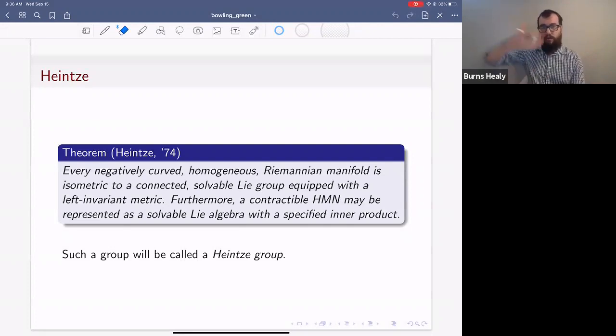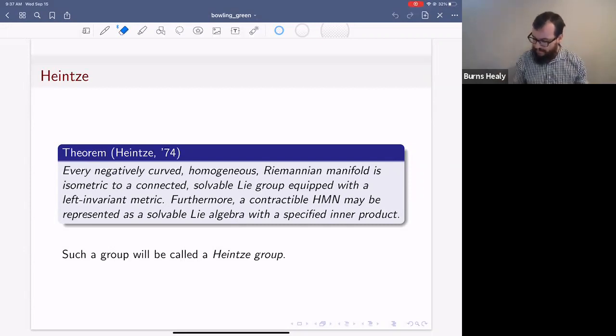Okay, and of course, any left invariant metric on a Lie group obviously gives a homogeneous space. Why? Because the Lie group acts on itself by left translation. So to get from any point to any other point, you just multiply by the element of the Lie group that takes you from that group element to the other group element. So a left invariant metric on a Lie group is automatically homogeneous. Okay, so perhaps not surprising, but a very powerful theorem.